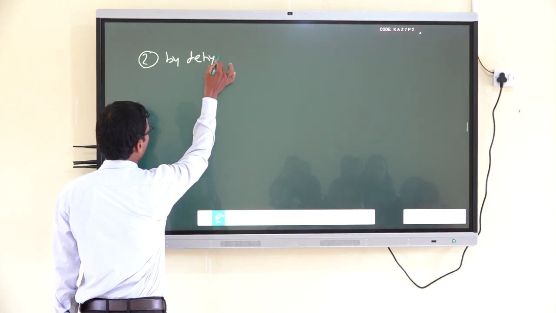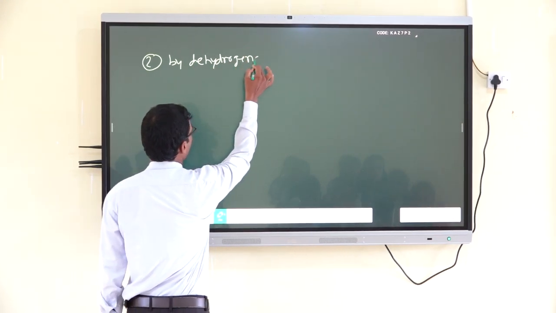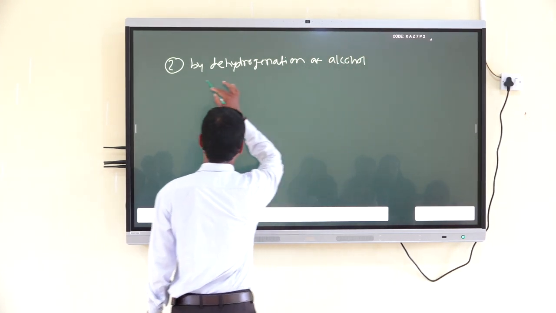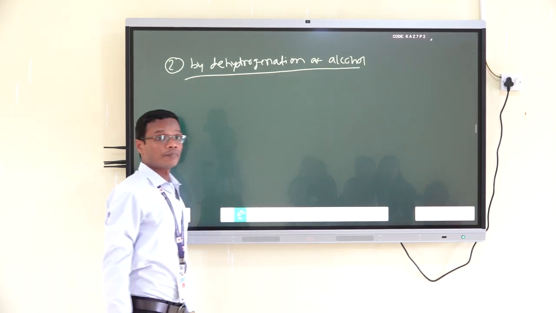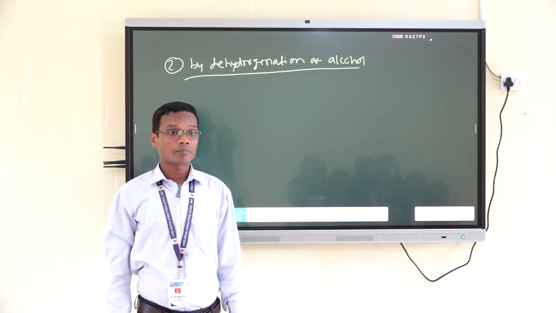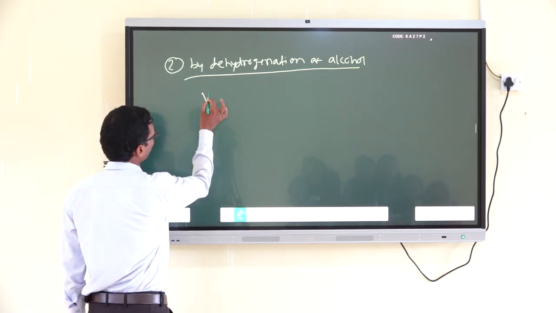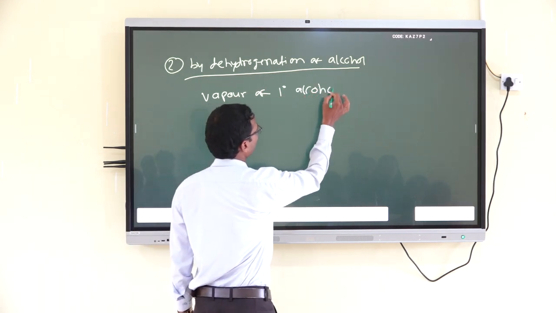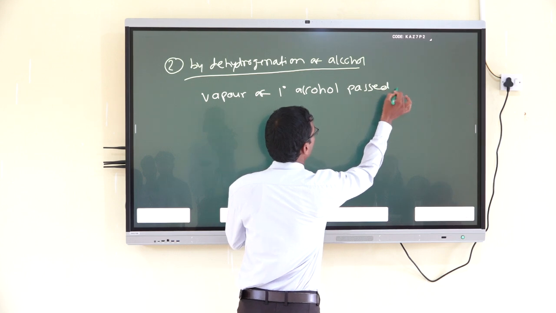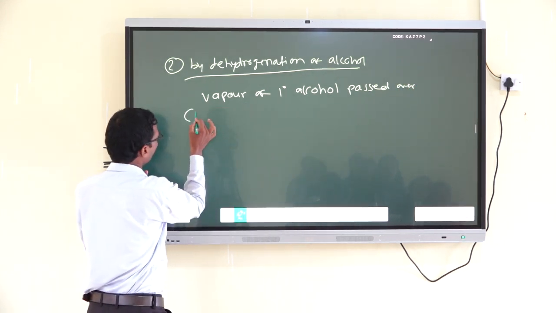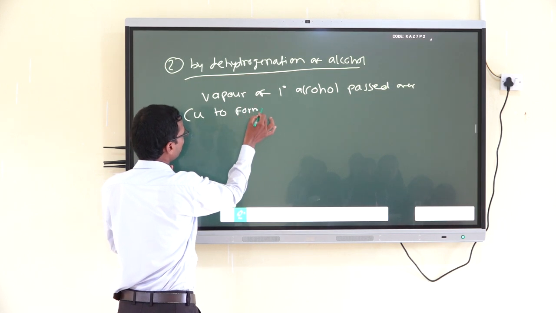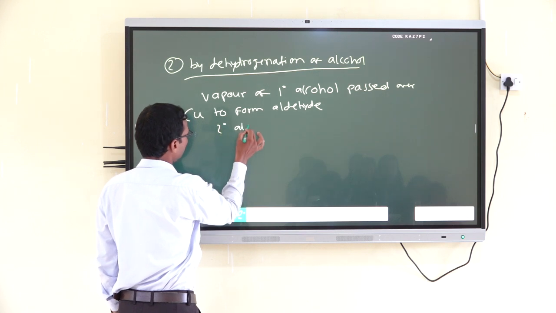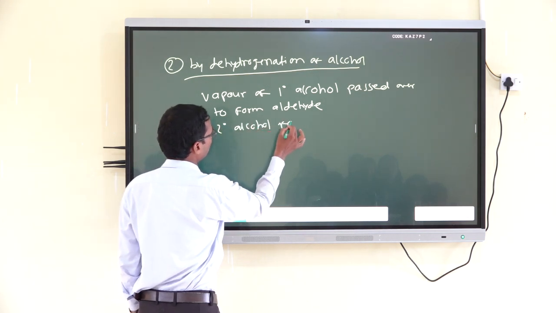Then the second one is by dehydrogenation of alcohol. In this reaction, vapor of primary alcohol is passed over copper to form aldehyde, and secondary alcohol forms ketone.